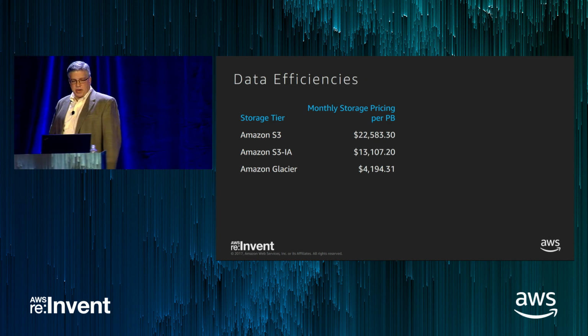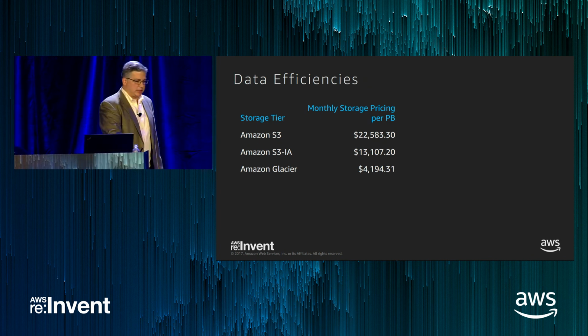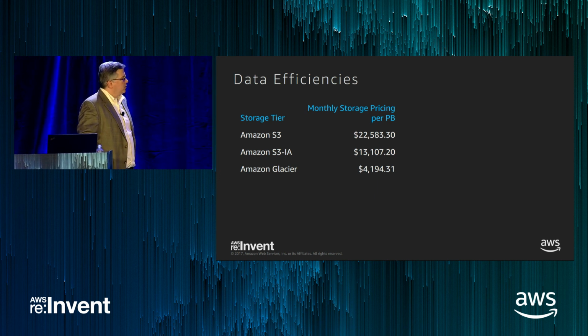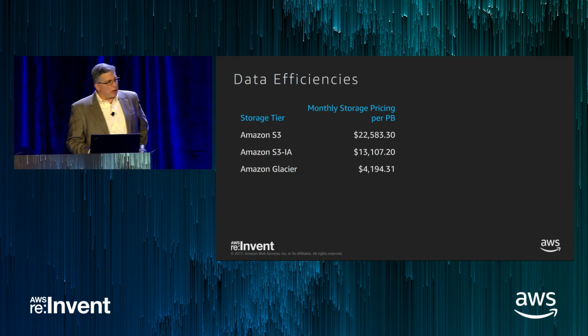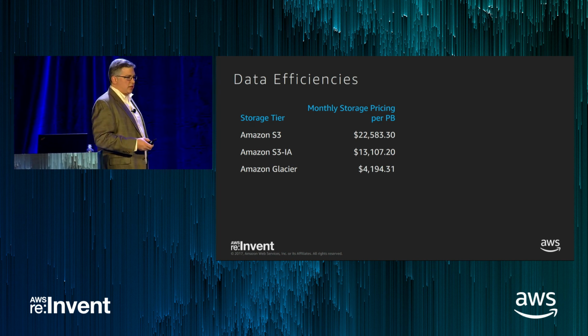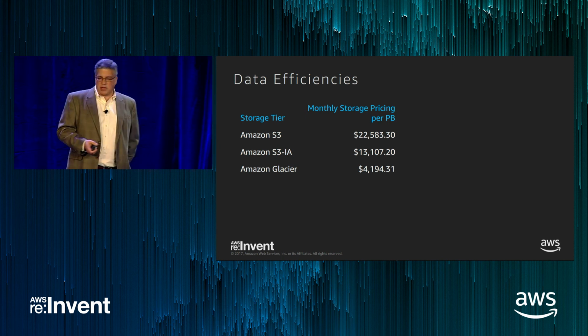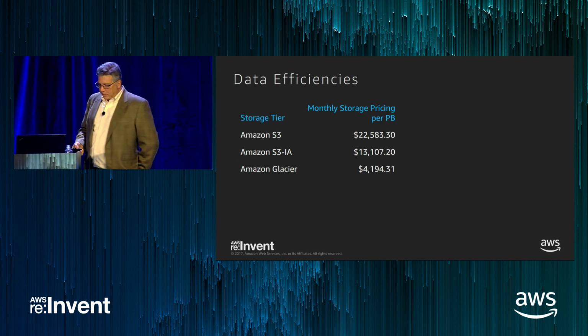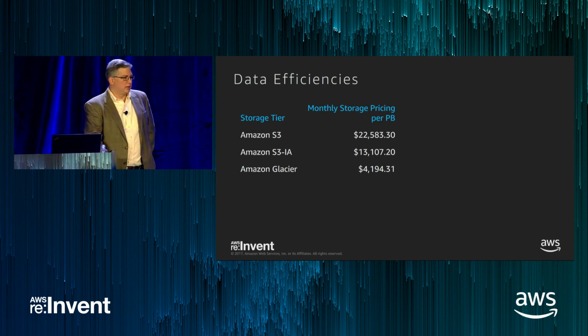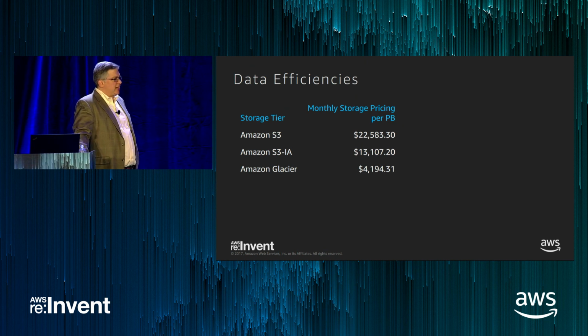If I put this petabyte of data into standard tier S3, which is what I've been doing this entire presentation, it's $22,583. Now this petabyte might represent 5 petabytes of data that's sitting on premise today in my historical archives, just because of the compression that I'm getting. But this is historical data. I don't need it to be as accessible as current data.